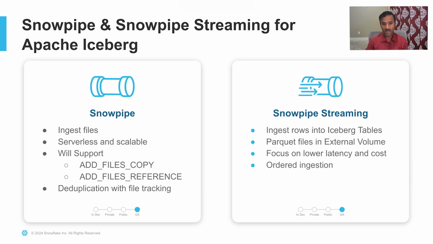Snowpipe streaming supports streaming rows into Iceberg tables just like it does today for non Iceberg tables. For Iceberg tables, Snowpipe streaming will create Parquet files in the external volume attached to the target table. Snowpipe streaming also supports ordered ingestion of rows using the concept of channels on a table.